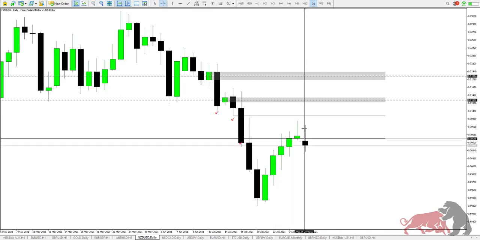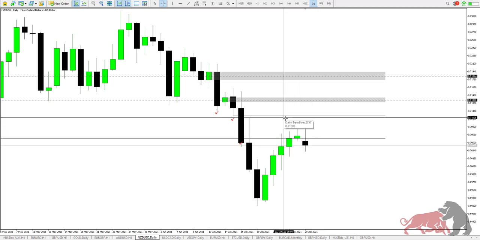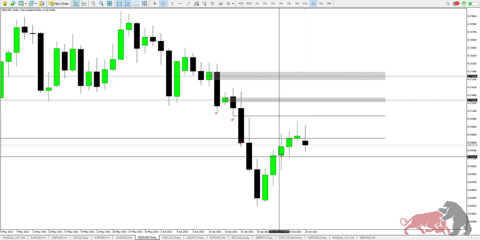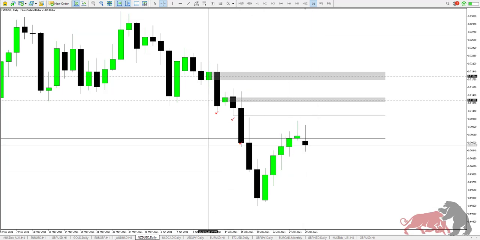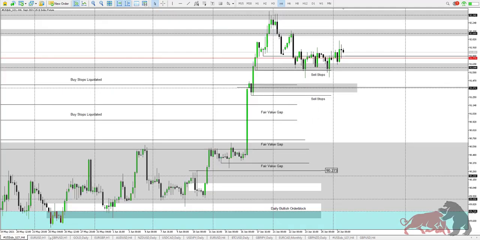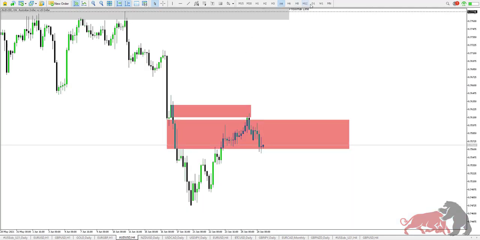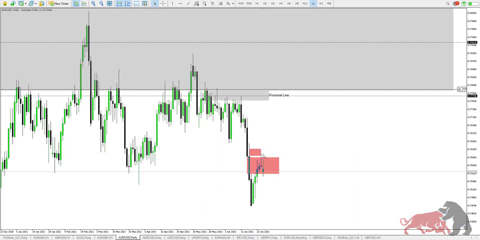Price traded inside the fair value gap and failed to create a new high, right? This is on a daily time frame. Now let's look at dollar daily. When we look at dollar daily, we also did not create a low, right? Aussie dollar, when we come to the daily chart, we didn't create a high, you see.